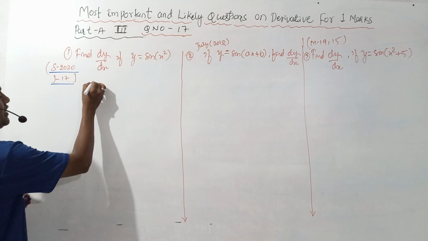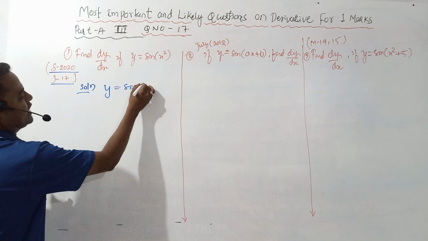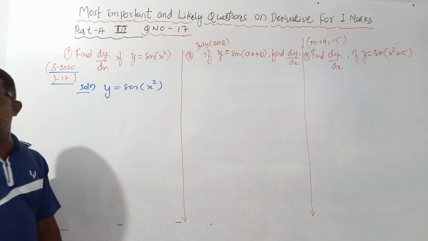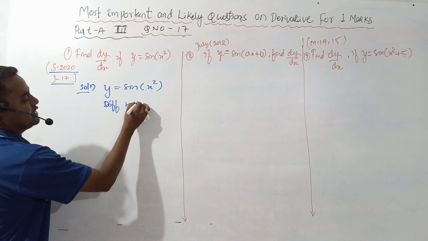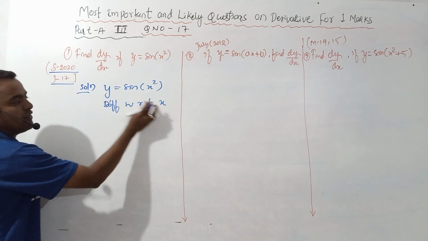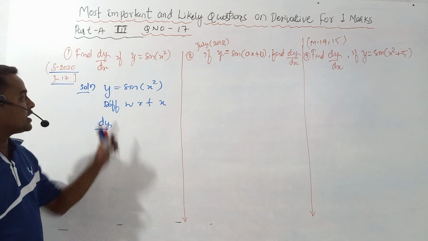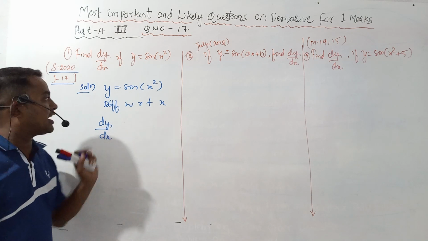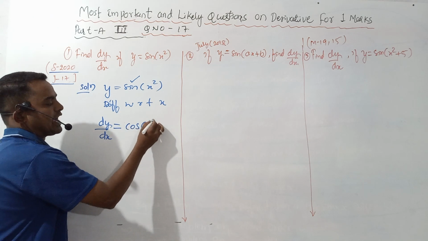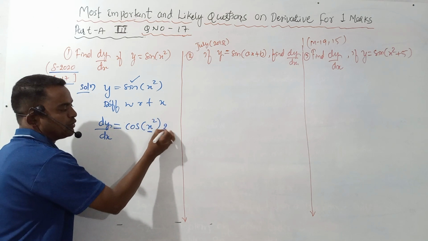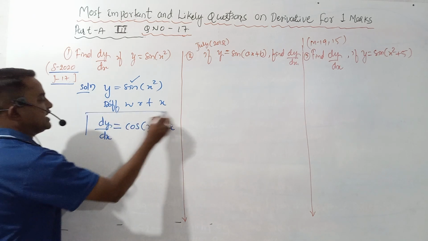So the first step of the solution: y is equal to sine x square. Now differentiate with respect to x. Derivative of y with respect to x is dy by dx. Dy by dx is equal to, we know that derivative of sine is cos, x square as it is. Now derivative of this x square is 2x. Derivative of x is 1, we are not going to write. This is the final answer.